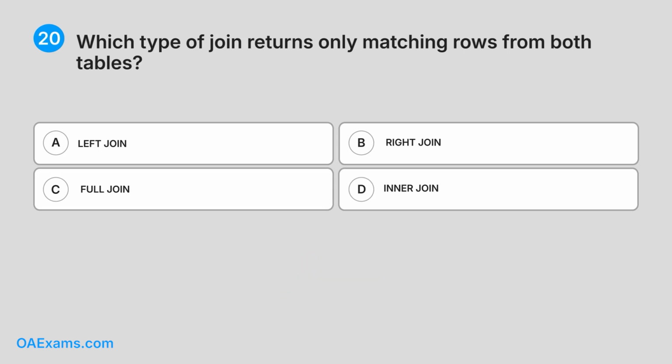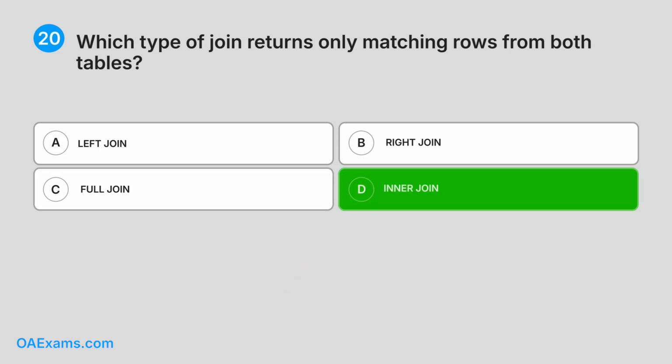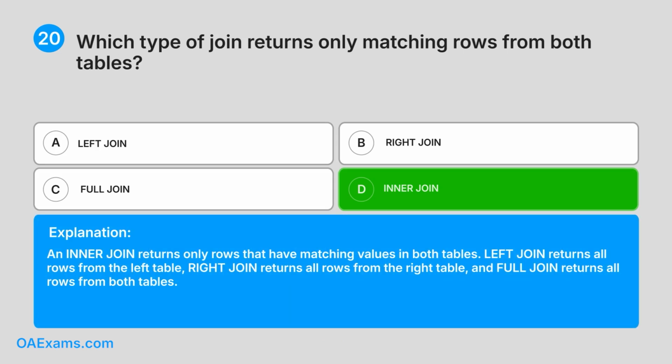Correct answer. D. Inner join. Explanation. An inner join returns only rows that have matching values in both tables. Left join returns all rows from the left table. Right join returns all rows from the right table. And full join returns all rows from both tables.